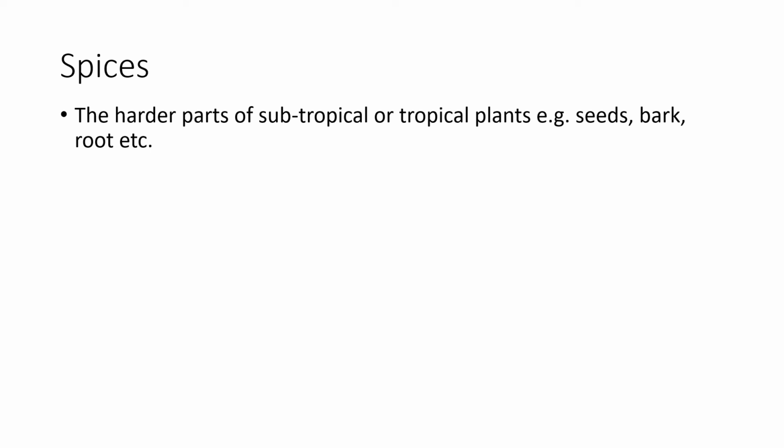Often cooks will talk about herbs and spices. So seeing as we've described herbs, let's talk a little bit about spices. Remember that herbs are the tender, leafy parts of the plant. Spices are the harder parts of the plant, and the plants for spices are subtropical or tropical plants. We're using the harder parts like seeds in the case of, say, pepper, the bark in the case of cinnamon, or the roots of plants.